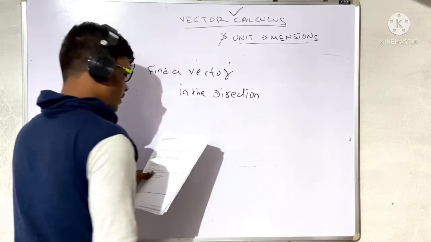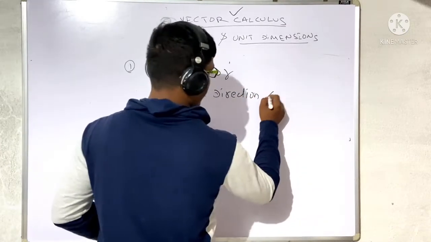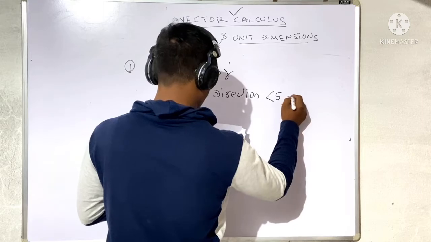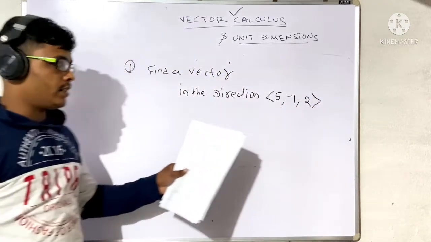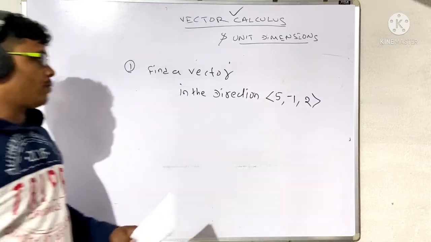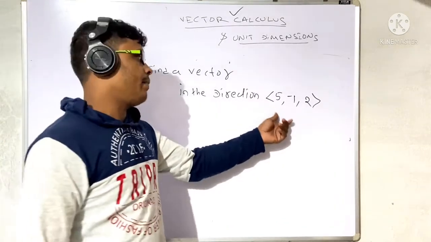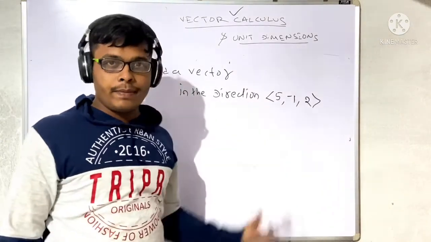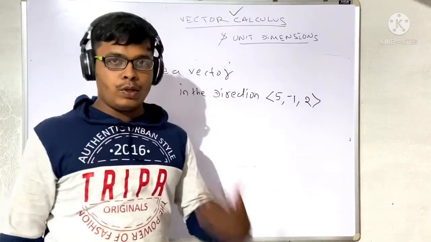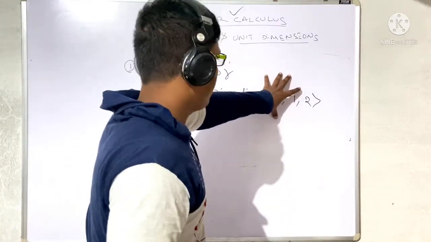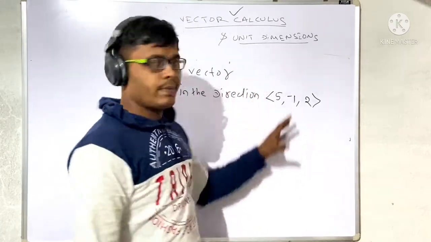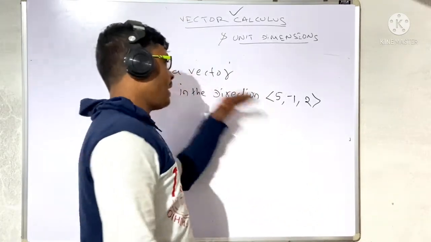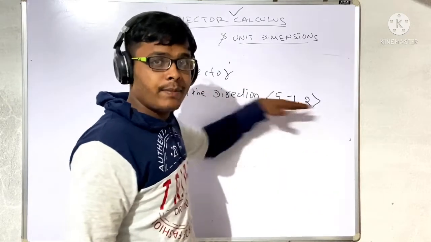Find a vector in the direction 5 i cap minus 1 j cap and 2 k cap. We have written this vector in the form of brackets, that is (5, -1, 2). That means 5 i cap minus j cap plus 2 k cap. So this is the vector. Find another vector in the same direction.